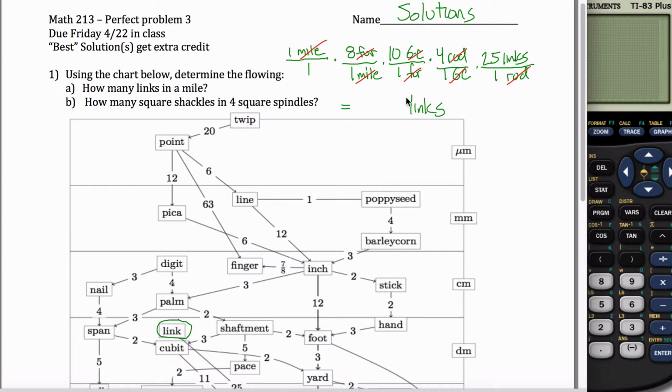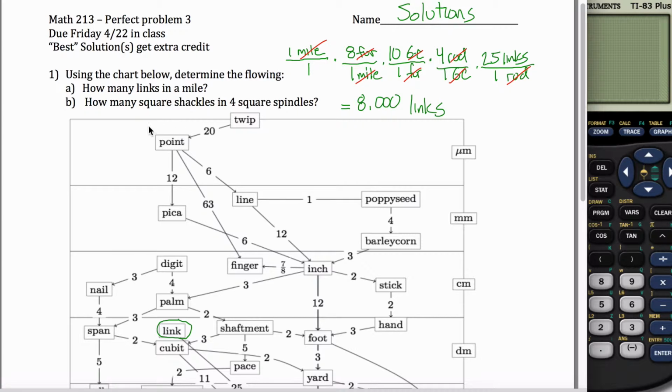Well, I just have a bunch of 1s in the denominator, so those are easy to multiply. 1 times 8 times 10 times 4 times 25. Well, 4 times 25 is 100, and 8 times 10 is 80. 80 times 100 is 8,000. So the answer is that 1 mile is equal to 8,000 links.